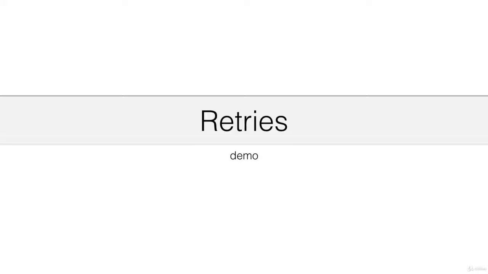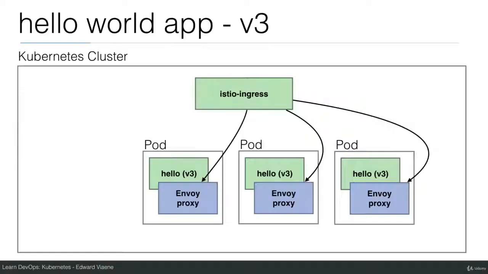One of the great features of Istio is retries. If one of your pods stops working, Istio can redirect traffic to another pod without the client seeing an impact. In this demo, I will deploy version 3 of our Hello World app.